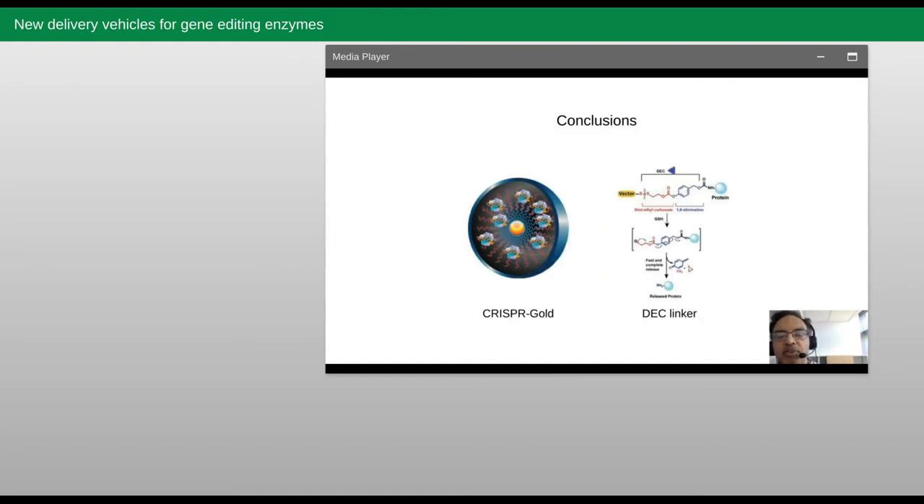So in conclusion, I've talked about two delivery technologies for gene editing enzymes. The first one was CRISPR Gold, which could do gene editing in the muscle and brain tissue. And then I ended with a new linker called the DEC linker, which allows you to reversibly modify proteins.